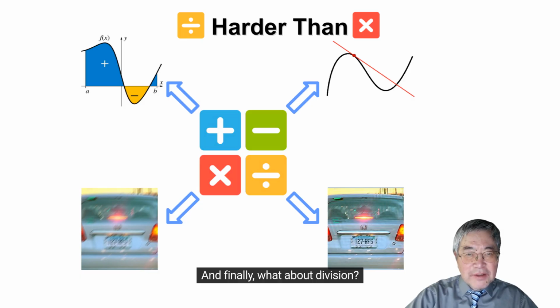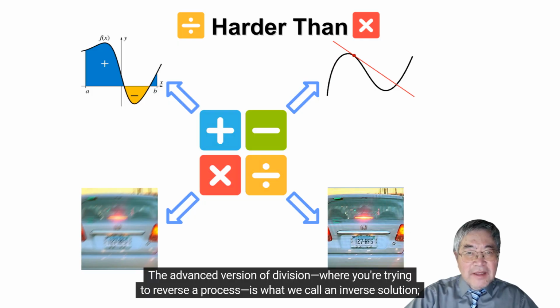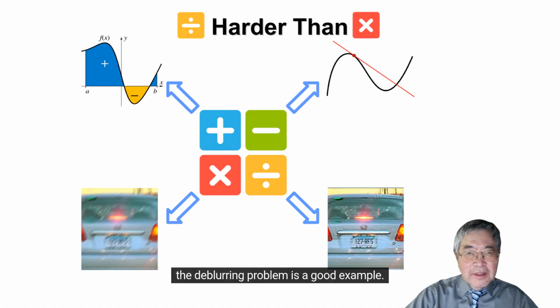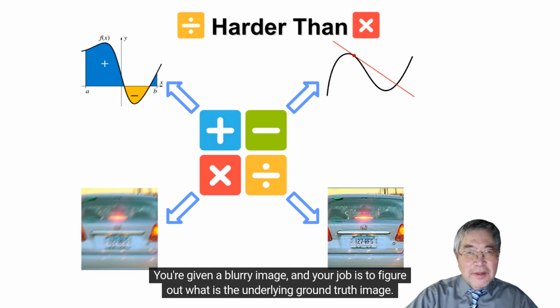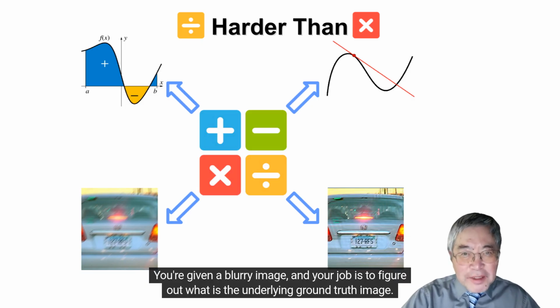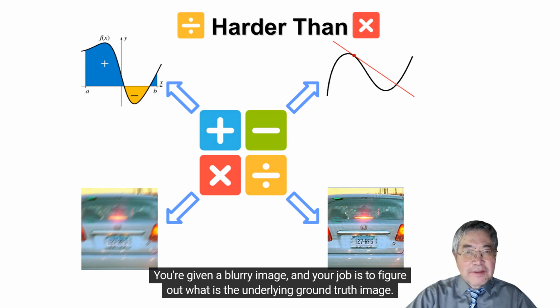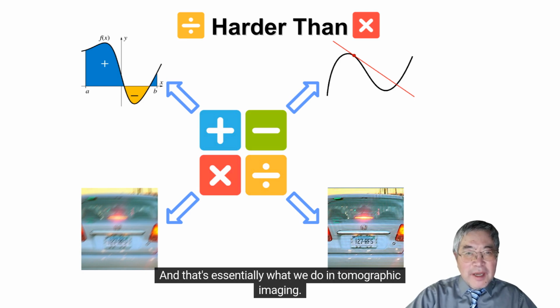And finally, what about division? Here's where things get interesting. The advanced version of division, where you're trying to reverse a process, is what we call an inverse solution. The deblurring problem is a good example. You're given a blurry image, and your job is to figure out what is the underlying ground truth image. And that's essentially what we do in tomographic imaging.